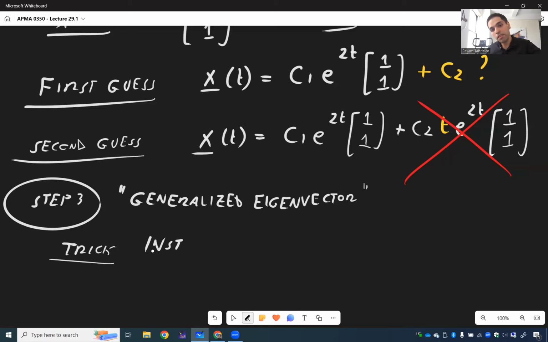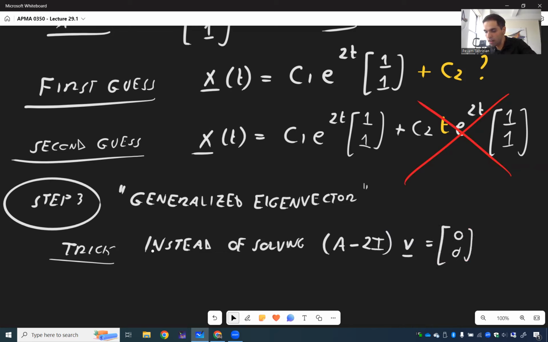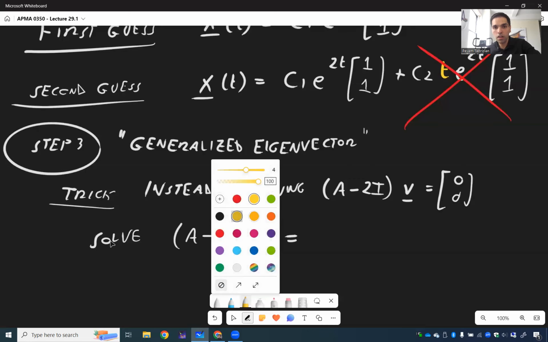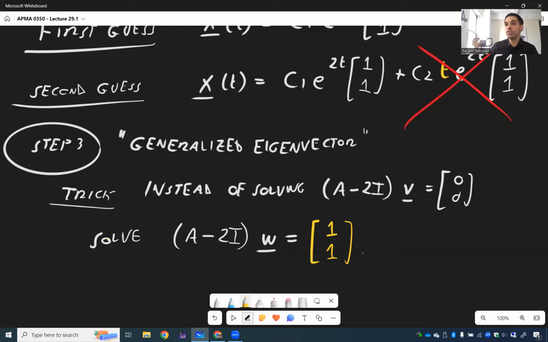So instead of solving (A minus 2I)v equals (0, 0), because that would give you an eigenvector, let's solve a related equation. Solve (A minus 2I)w equals (1, 1). So in other words, instead of figuring out which vector gives you (0, 0), figure out which vector gives you (1, 1), which again, here's the eigenvector.